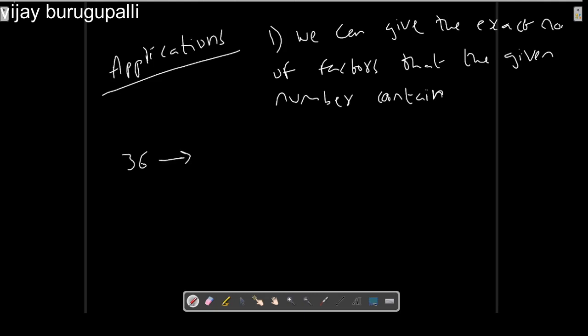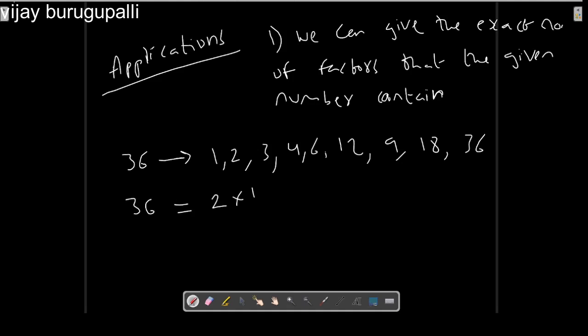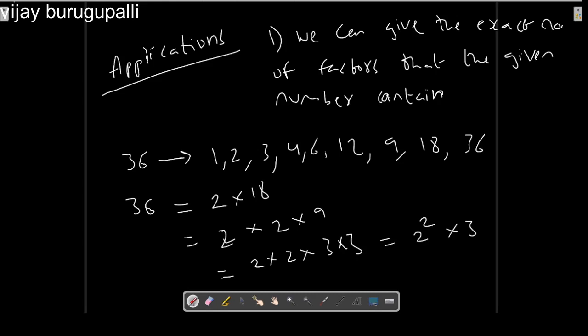and I am writing the factors of 36. That means 1, 2, 3, 4, 6, 12, 9, 18, and 36. Now I am writing 36 using prime factorization. That means 2 into 18, that equals 2 into 2 into 9. That means 2 into 2 into 3 into 3. So we have written 36 in the form of a product of prime numbers. So we got 2 square into 3 square.